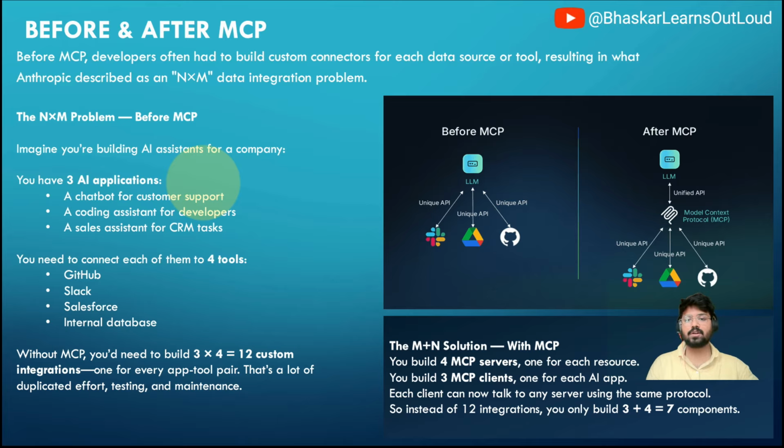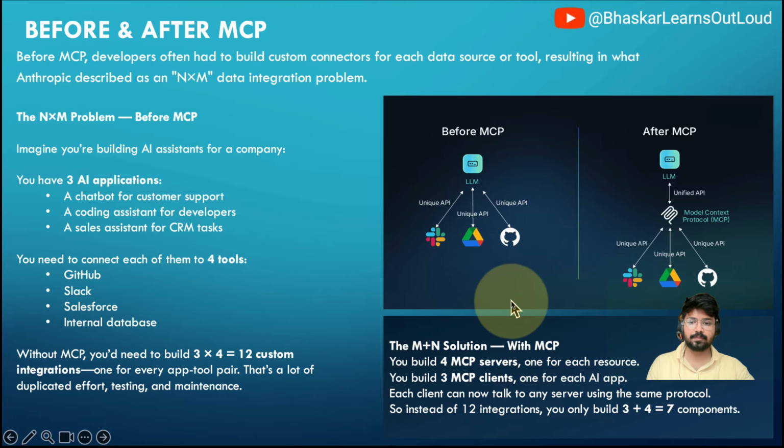All right. Now let's see this example. Three AI applications, and each needs to connect to these four sources. So for each of these AI applications, I need to do the configuration and setup for these external sources, which results in 12 custom integrations. For every app-tool pair, that's a lot of duplicated effort, testing and maintenance, correct?